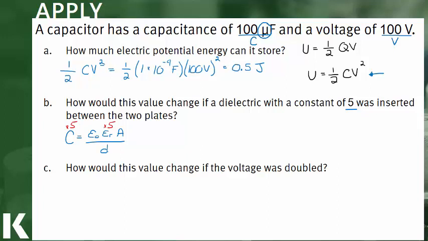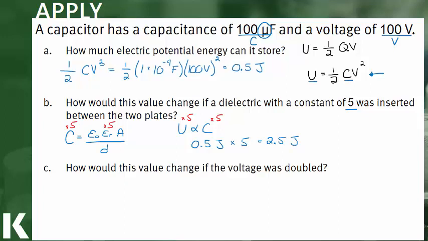Our electric potential energy is directly proportional to our capacitance. And say U is proportional to C based on this second equation. So if we have 5 times the capacitance, that means that we can store 5 times the amount of potential energy. So if we wanted to calculate out how much energy we would store, it would be our original energy, or 0.5 joules, times 5, which would be 2.5 joules.